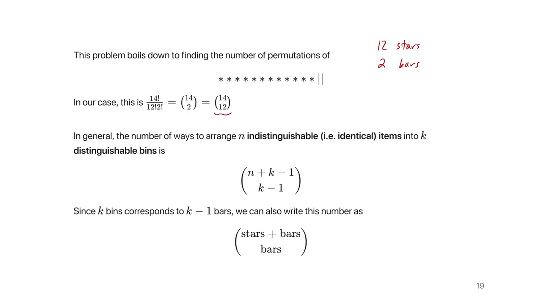Okay. And so in general, the number of ways you can arrange n identical items, so the candies are identical, into k distinguishable bins, so I guess your friends' stomachs are the bins, is n plus k minus 1 choose k minus 1.